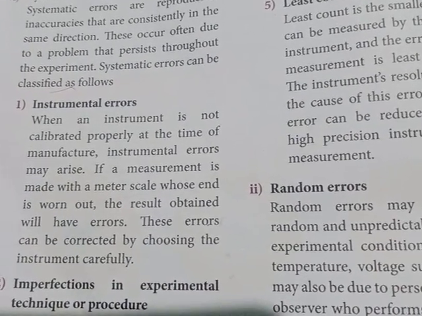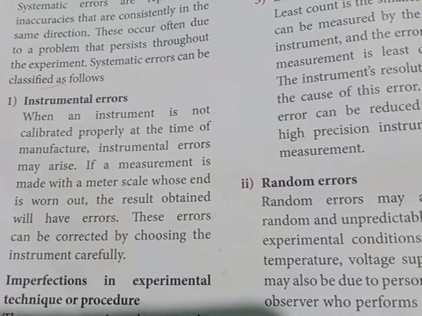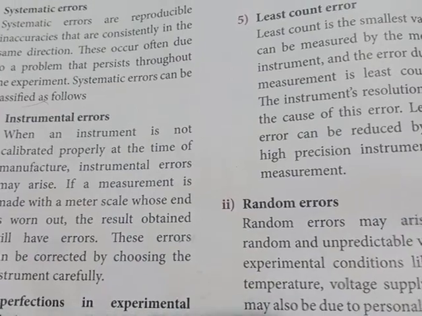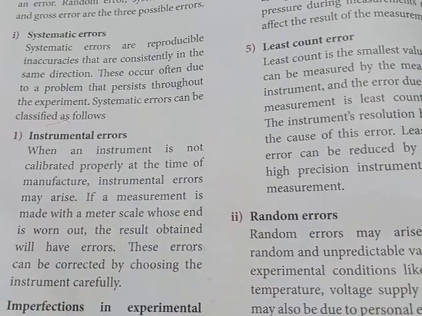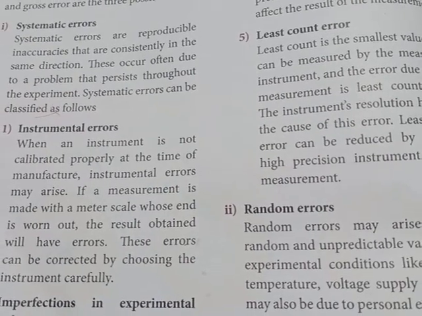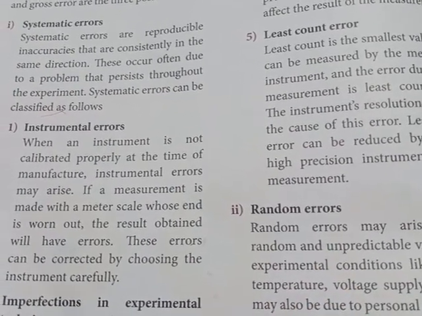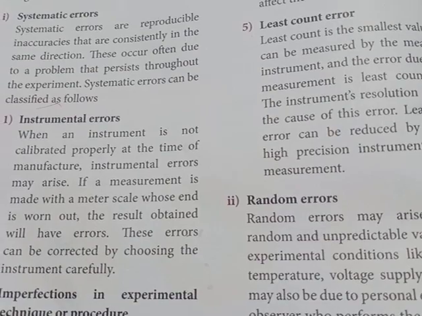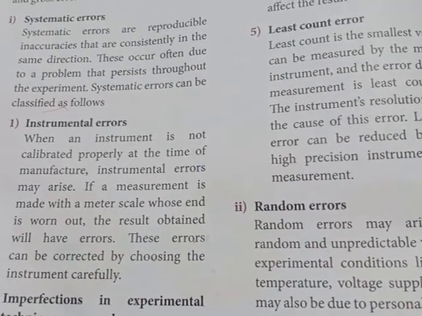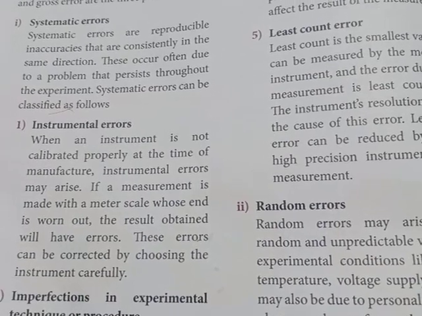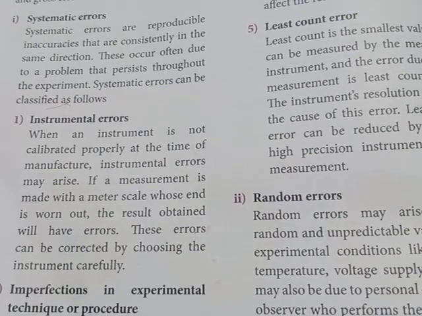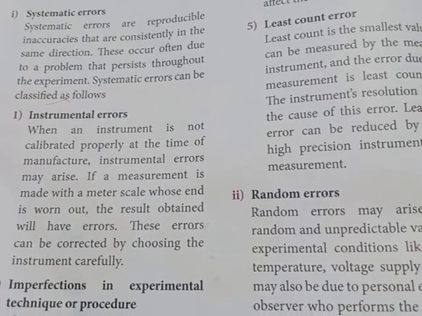Also, we are using a ruler. Sometimes you know that your ruler's end is broken, the end part is broken, or you can say worn out. So at the end part, the readings are not seen clearly. If you are doing the experiment with that ruler, this instrumental error can occur.